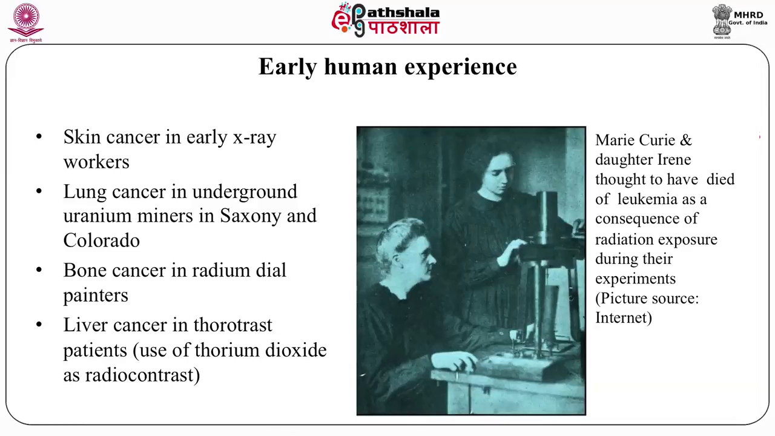liver cancer cases. In fact, Marie Curie and her daughter Irene Curie are thought to have died of leukemia as a consequence of radiation exposure during their experiments with radiation. As you know, Marie Curie is known for the discovery of radium, and her daughter Irene Curie is known for the discovery of artificial radioactivity. Those were some of the early cases of human experience with radiation carcinogenesis.